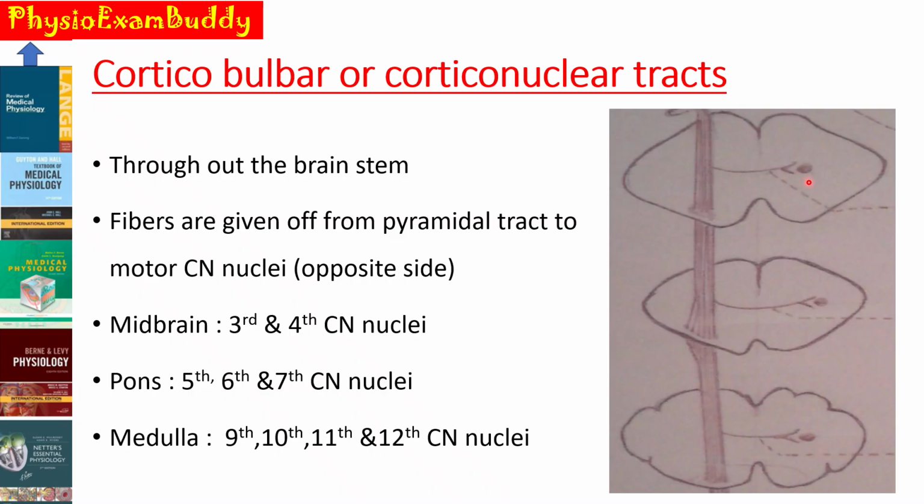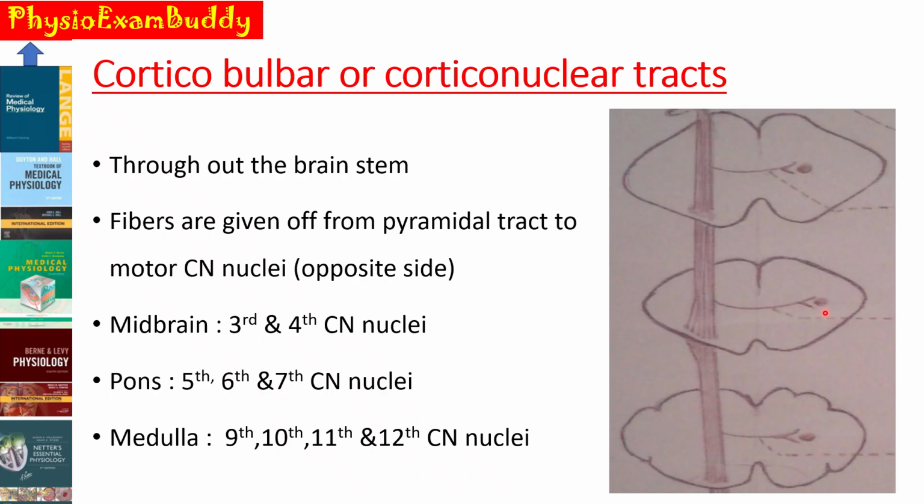And you know that in the midbrain, the third and fourth cranial nerve nuclei are located. So fibers from the pyramidal tract in the midbrain are actually giving fibers to the motor cranial nuclei, that is 3 and 4. But what happens in the pons?